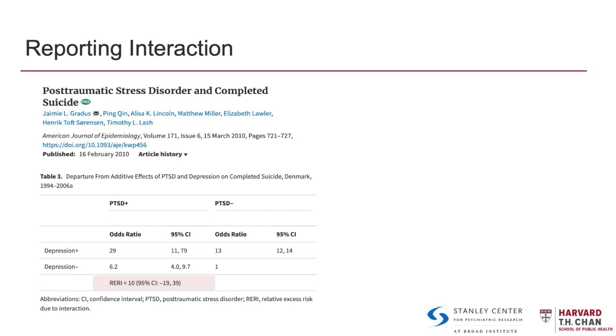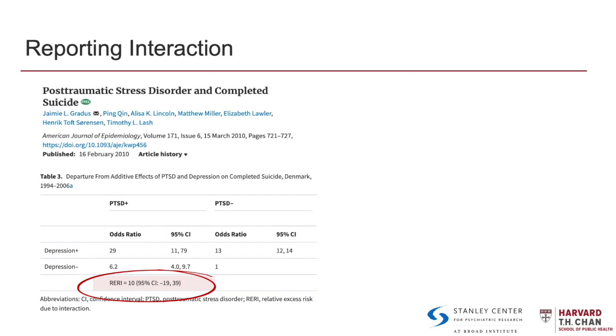So if we look at this example that was published by one of our colleagues, a faculty member at Boston University, Jamie Gradus, this study examined the association between post-traumatic stress disorder and completed suicide in a population-based study in Denmark. So the investigators evaluated interaction, as you can see, using RERI reported here, by calculating the relative risk due to interaction, which is a departure from the additive effect. So a departure from the additive effect is what they have done.